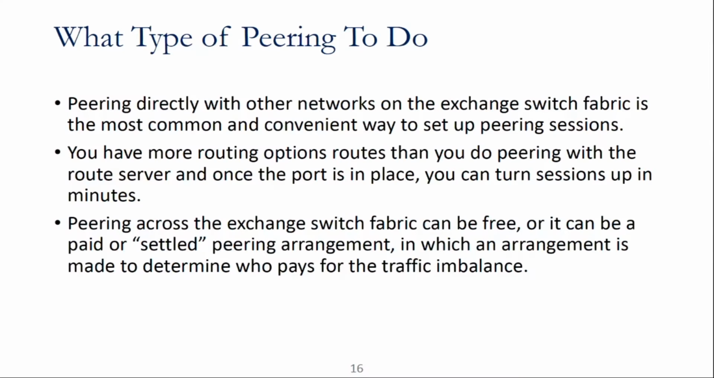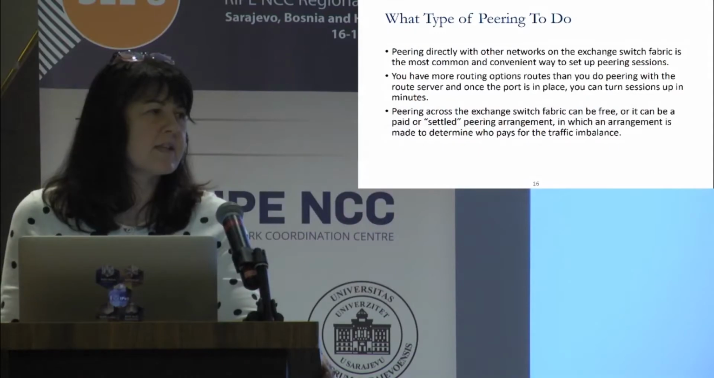The last type of peering, and the most obvious, is peering directly with other networks on the exchange switch. It's a very common, convenient way to set up peering sessions, because once you have that port set up, you can peer with everybody who's there, and it's just a matter of configuring the BGP session. You have more routing options when you peer individually with networks than you do with peering with the route servers. And once the port's in place, you can literally turn peers up within seconds.